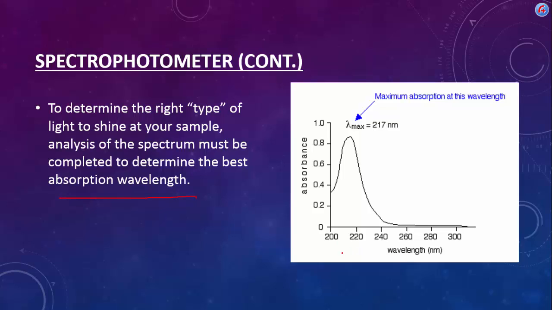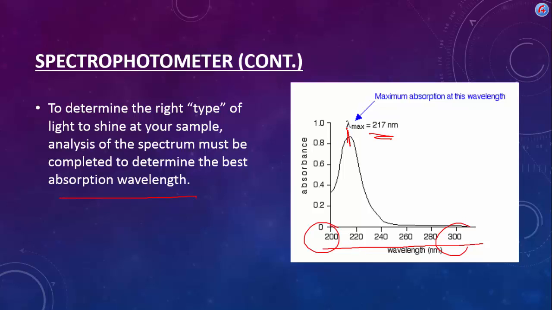So here would be all the different wavelengths for this particular run. It measured wavelengths from 200 nanometers all the way to 300. And as we measured the sample, there's a very large absorbance at 217 nanometers. We call it the lambda max. It's the maximum absorption wavelength.